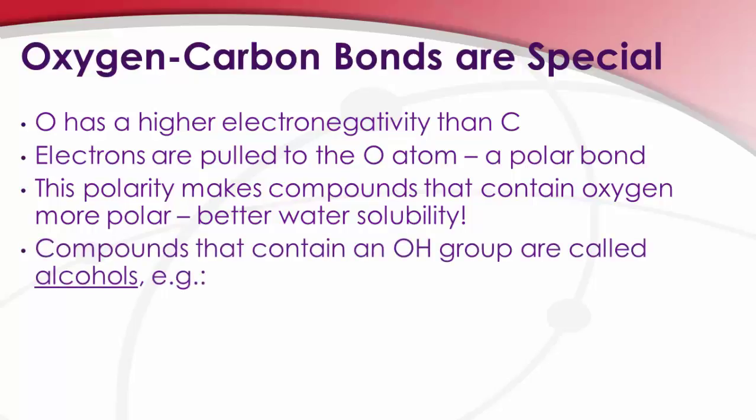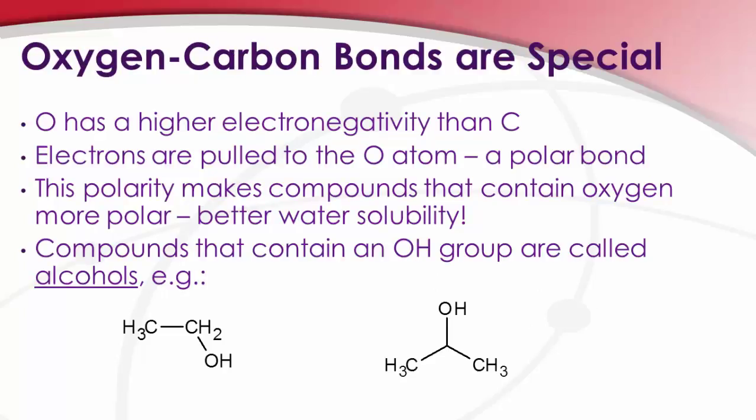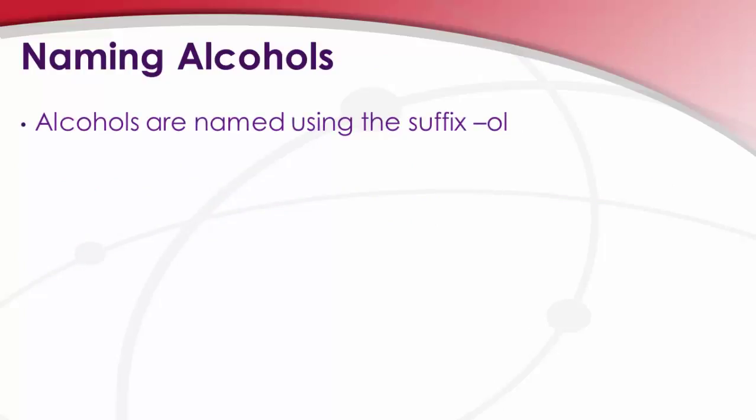Now, compounds that contain a hydroxyl group are called alcohols. And here are some examples. Here's ethanol. Here's 2-propanol. Really, all we're doing is replacing a hydrogen with an OH group. If we want to name these, we're going to name them with a suffix rather than a prefix. We're going to use the suffix OL to denote that functionality.